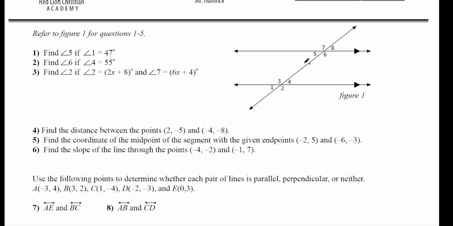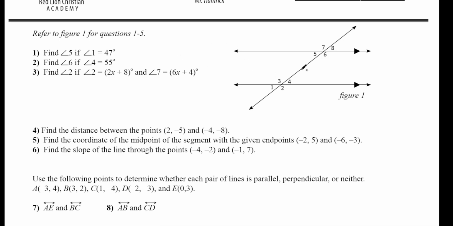Basically, even if you didn't know those names, corresponding, alternate interior, alternate exterior, consecutive interior, you could still look at them and say which ones are equal. Look, all the obtuse angles are equal to each other. So really quick, what's equal to 7? Well, let's stay up here. 7 and 6 and 3 and 2. They're all equal. Okay, what's equal to 8? 5, 1 and 4. That's right.